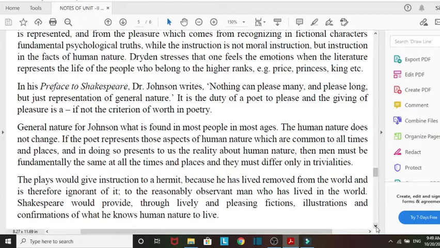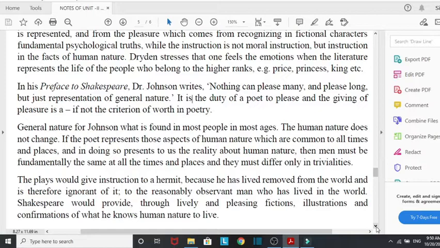And therefore William Shakespeare has observed keenly and neatly, and he has represented all this observation in his plays. Whenever we watch or read his plays, we feel that yes, this is the actual happening, this is the reality, and therefore we love those plays. We want to watch them again and again because his plays are lively and pleasing, aesthetic values are there, and therefore we get that illustration and confirmation of what human nature is.